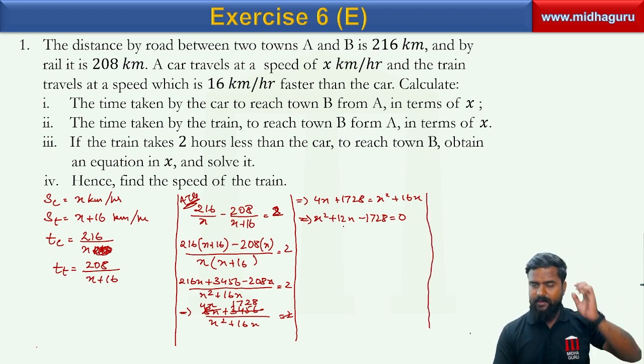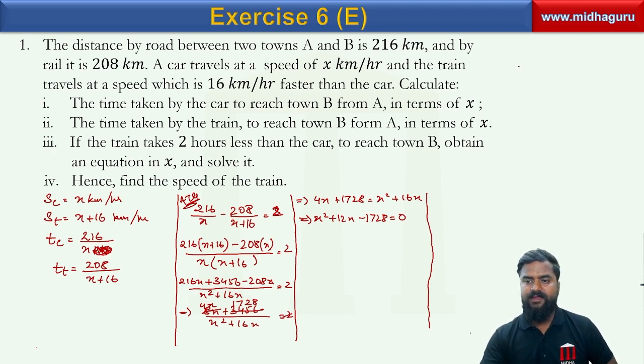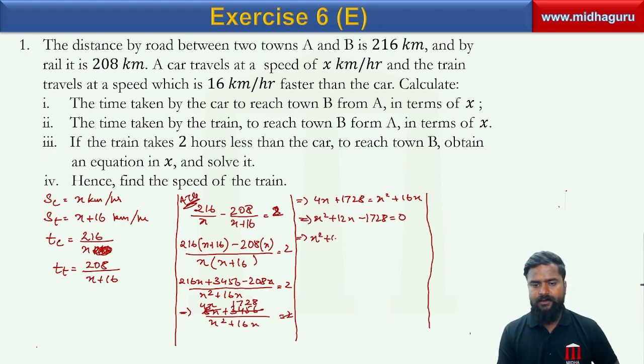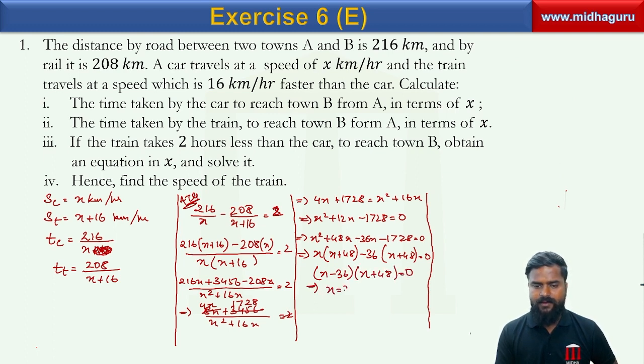Now we'll solve this equation by breaking down 12 such that the sum of the coefficients is plus 12 and the product is minus 1728. 48. So we will write x square plus 48x minus 36x minus 1728 is equal to 0, since 48 minus 36 gives us plus 12 and 48 into minus 36 gives us minus 1728. Taking x as common here and taking minus 36 as common here, we get x minus 36 into x plus 48 is equal to 0. So x is equal to 36 or x is equal to minus 48.